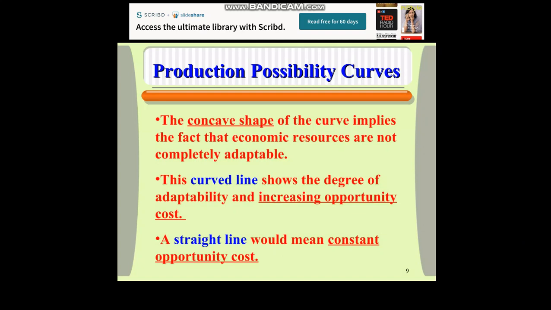The concave shape of the curve implies the fact that economic resources are not completely adaptable. This curved line shows the degree of adaptability and increasing opportunity cost. A straight line would mean constant opportunity cost.